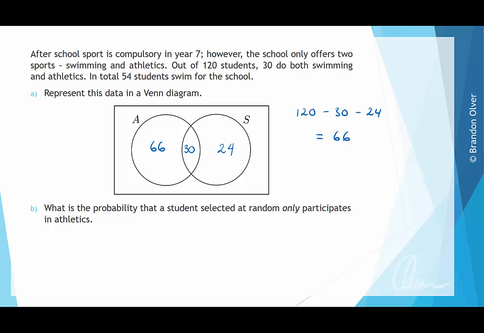For part B, we're asked what is the probability that a student selected at random only participates in athletics. So the probability is the number that satisfy that requirement, so 66 students that only do athletics, over the total number that are in our sample space. So we have 66 over 120, which is equal to 11 over 20, which also has an exact decimal of 0.55. So the probability that a student selected at random only participates in athletics is 0.55 or 55%.